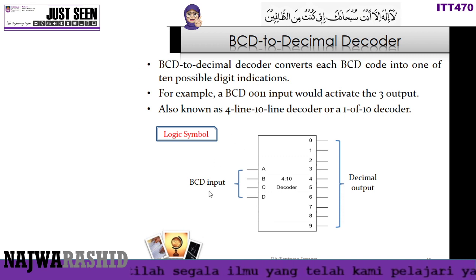This is the logic symbol for the BCD to decimal decoder. For the input, we have A, B, C, and D, because we have 4 bits of binary. It will translate into the decimal output, where the possibilities are 0 until 9. The output here is based on the input here. Let's say A is 0, B is 0, C is 0, D is 0, so the output will be 0.